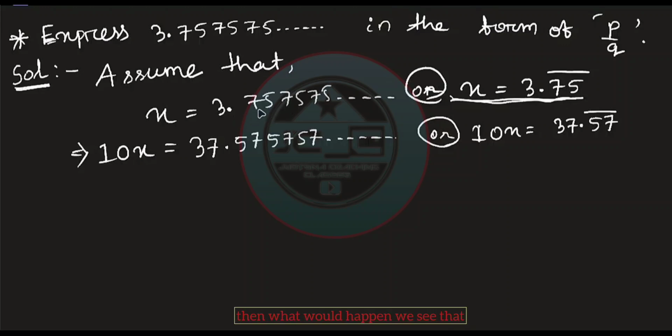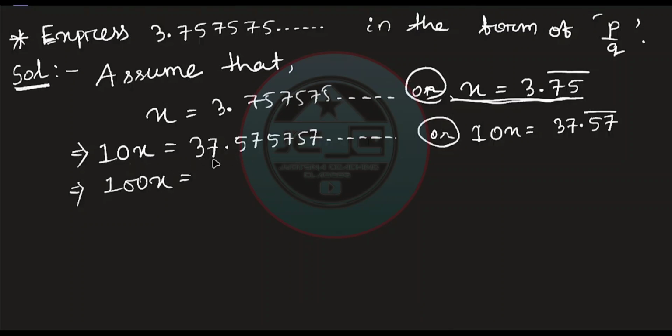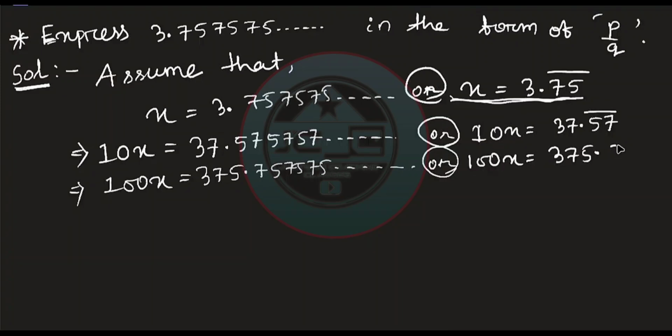So unless and until we get the same number of expansion after the decimal, till then we should continue multiplying. Now keep increasing the number of zeros. 100x means one more zero multiplied, so this would be 375.7575 and so on. Or 100x is equal to 375.75 bar, right?